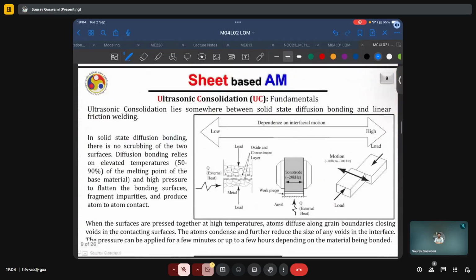We'll also dive a little into the fundamentals and the working principle of this technology. The ultrasonic consolidation process itself lies somewhere between solid state diffusion bonding and linear friction welding. Let us see how that is so. In solid state diffusion bonding, there is no scrubbing of the two surfaces and essentially no relative motion.